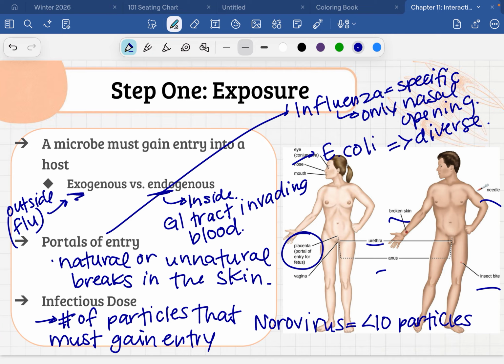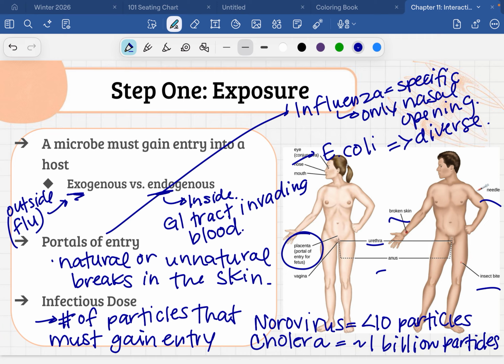Sometimes some organisms will have a very, very high infectious dose. So cholera is a bacteria that causes a gastrointestinal illness, but cholera's infectious dose is approximately 1 billion particles. Okay, so that's a big difference. In order to get the disease cholera, you must get over 1 billion individual bacterial cells inside your body.